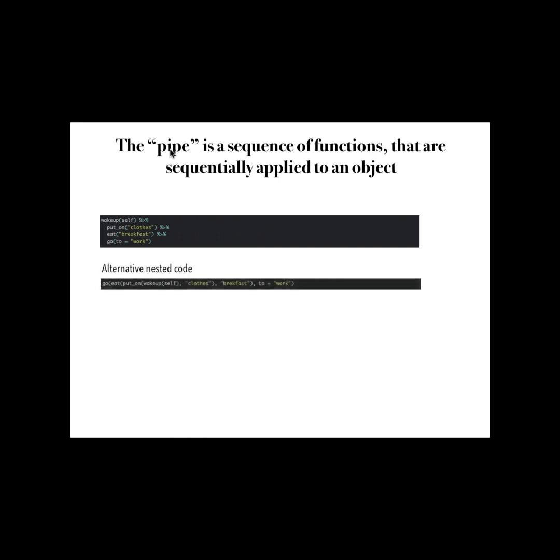All right. The alternative, which would be to write this in nested code, would look like this. Go, eat, put on, wake up, self, clothes, breakfast, to equals work. This is completely legitimate. It totally works, right? Sometimes I find myself writing nested code. Like, it's totally fine, right? Computer scientists, trained data scientists, often find this much more intuitive and familiar.